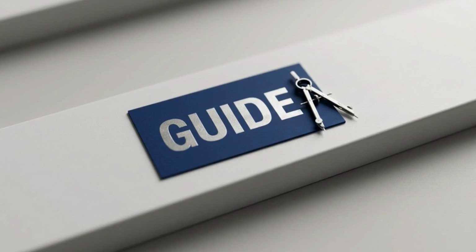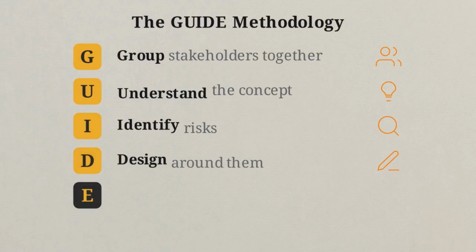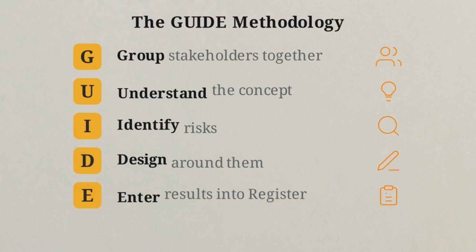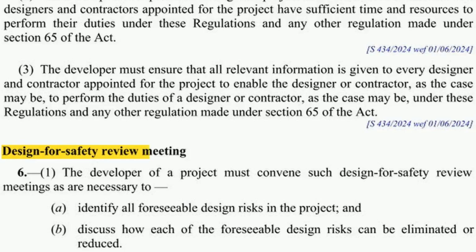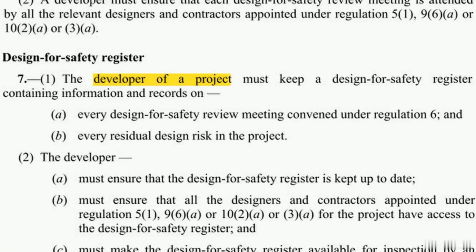The industry uses the GUIDE methodology as the operational playbook for conducting these safety reviews. GUIDE stands for Group Stakeholders Together, Understand the Concept, Identify Risks, Design Around Them, and Enter the Results into the Register. As Section 6 of the regulation specifies, the Design for Safety Review meeting is the primary point where stakeholders identify foreseeable risks. Every mitigation must be documented in the DfS register.